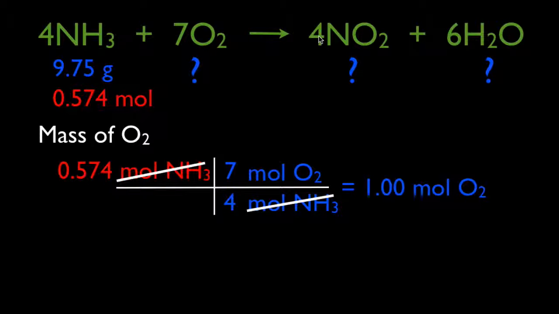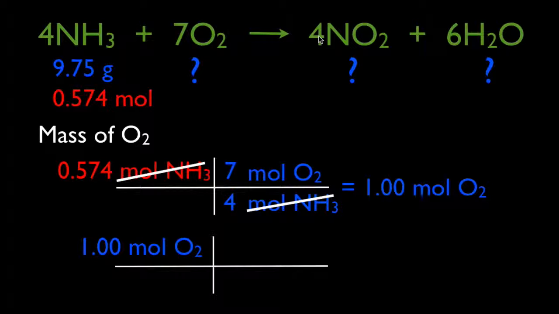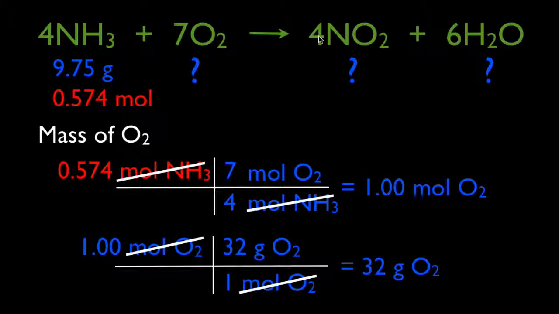But I don't want the number of moles. I want the number of grams. So now I'm going to use that to convert using the molar mass of oxygen, which is 32. My moles of O2 cancel, and now I'm left with 32 grams of oxygen.